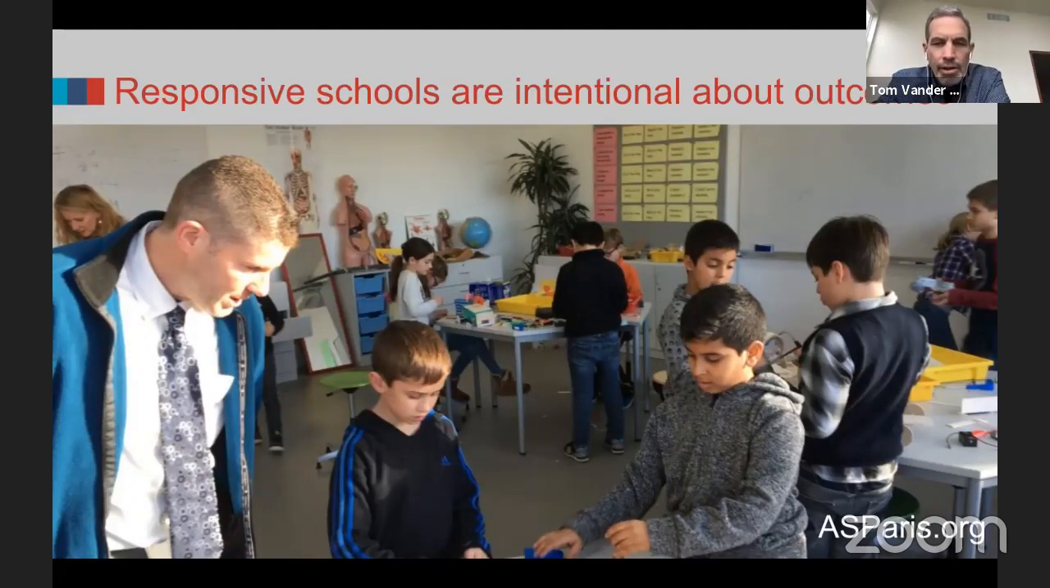This is Daniel Kerr. He's the head of the lower school at the American School of Paris. And I think they've got a great outcome framework, and Daniel's really intentional about how they combine personalized learning and maker ed and project-based learning to really get at the priority outcomes.